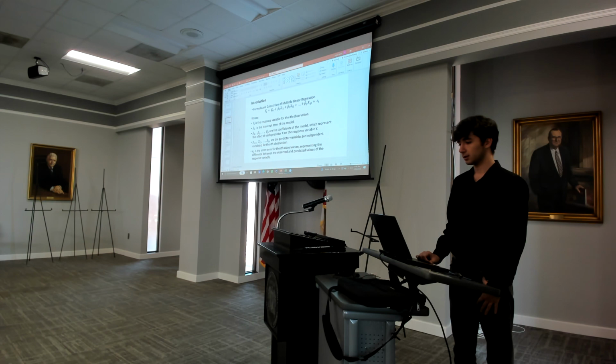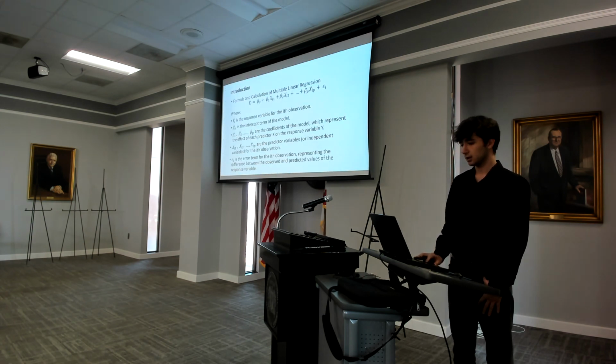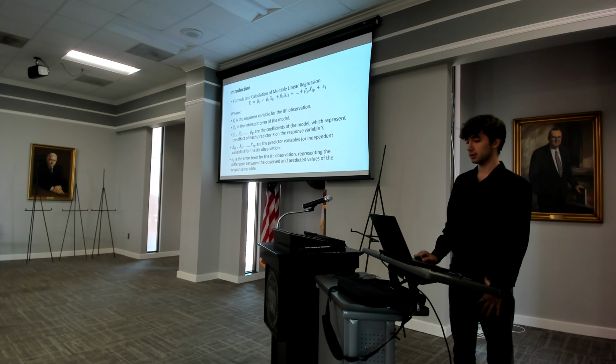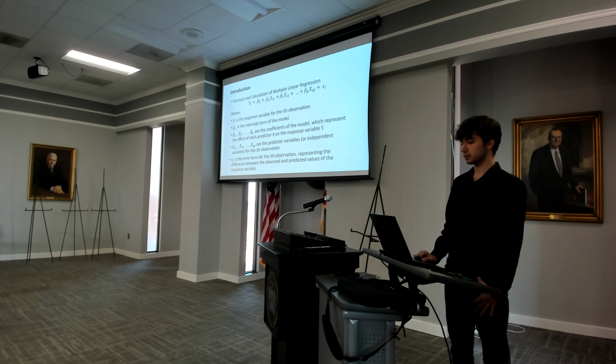So here's a formula and calculation of multiple linear regression that we use. So it goes like this, where yi is the response variable for the indexed observation, theta 0 is the intercept term of the model, theta 1, theta 2, and so on. These are the coefficients of the model which represent the effect of each predictor x on the response variable y. And xi1, xi2, and so on. These are the predictor variables or independent variables for the indexed observation. And ei is the error term for the indexed observation, representing the difference between the observed and predicted values of the response variable.